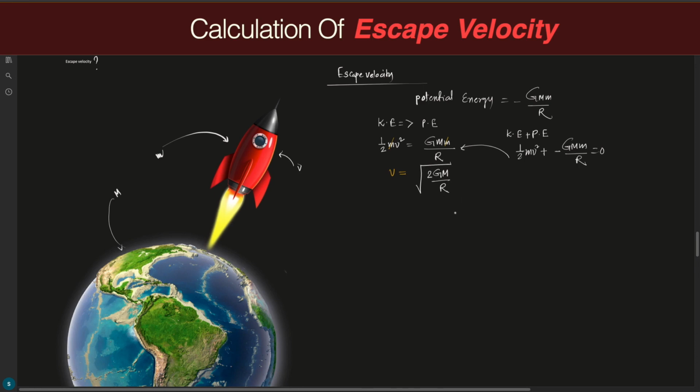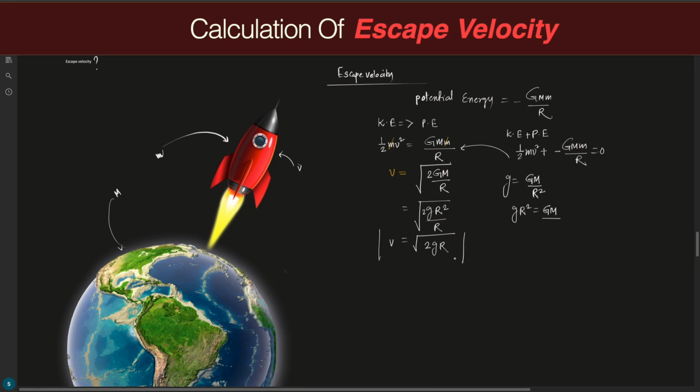Now this is the formula for the escape velocity, but we can tweak this formula a little bit. How? We know that g equals GM by r square. So g r square is equal to GM, and we can replace the value of GM over here: g r square by r, and obviously there is the 2, so we have the square root of 2 g r, and that is the value of v. So this is the formula of the escape velocity.